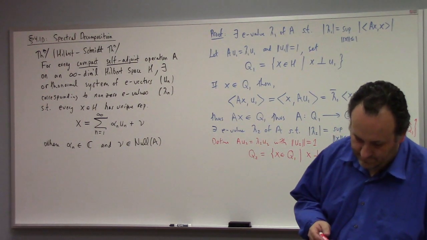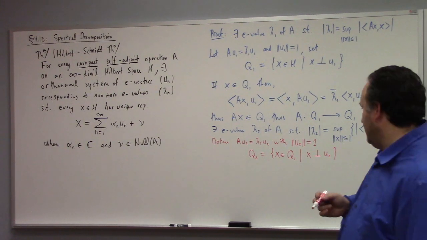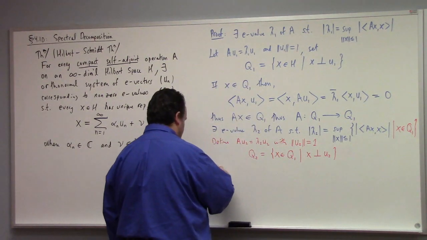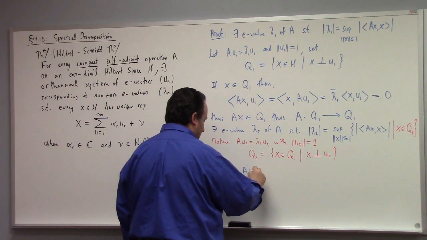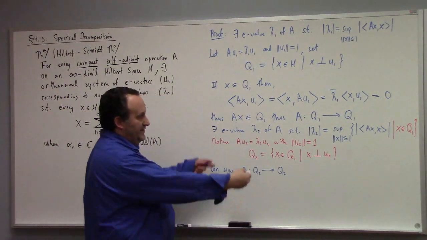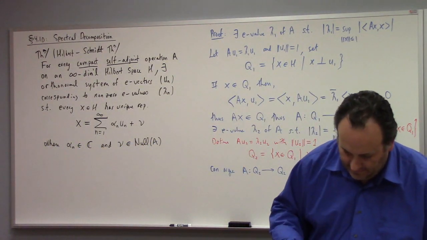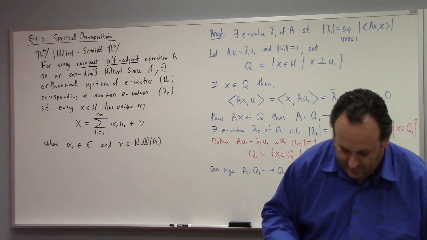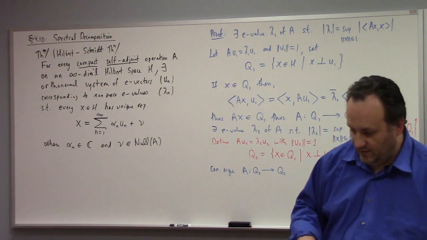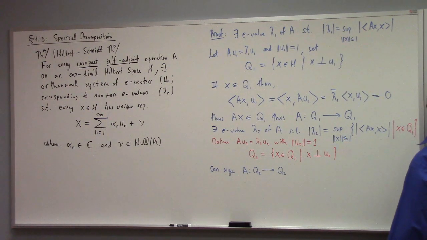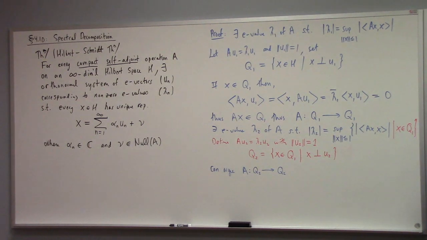All right? And then you can repeat the above argument. So then you can argue that A also takes Q2 to Q2, right? And we can just keep recycling this argument. And he says you can recycle it, and you get eigenvalues lambda 1 through lambda n, and corresponding normalized eigenvectors u1 through un, and each time define Qn equal to x in Qn minus 1, such that x is perpendicular to, apparently, un, where you have eigenvalues lambda 1, lambda 2, dot dot dot, and u1, u2, dot dot dot.